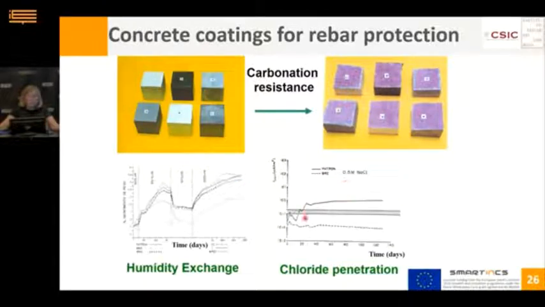The same happens with this type of coating when immersed in solutions like chlorides. They can resist the penetration of chlorides, limiting the amount of chlorides that can initiate corrosion, and also the transport of these chlorides, because they provide a barrier on the external part of the cover of the concrete reinforcement.